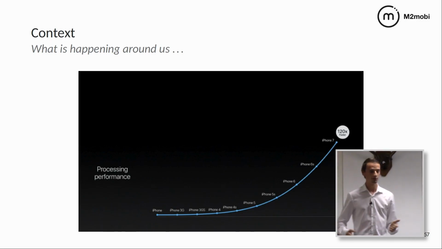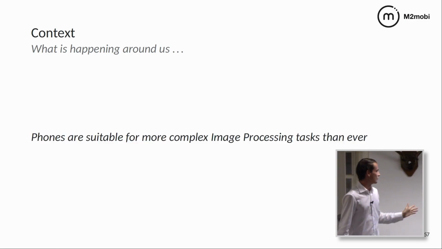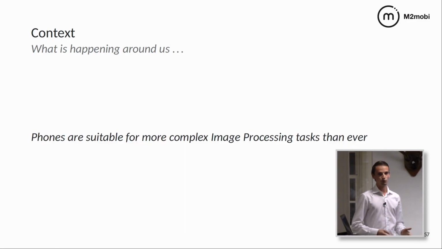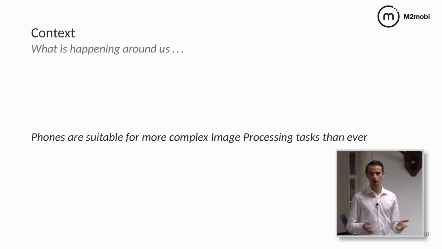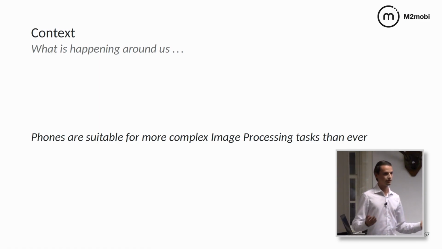Also, I couldn't find a figure for iPhone 8 and 10, but the processing performance also is a lot better. And well, that gives us an opportunity. Phones are now suitable for complex image processing tasks. They're more suitable than ever for this kind of applications. That's also why Apple introduced CoreML and Vision. But this work was done, the research we did was done before it was announced.